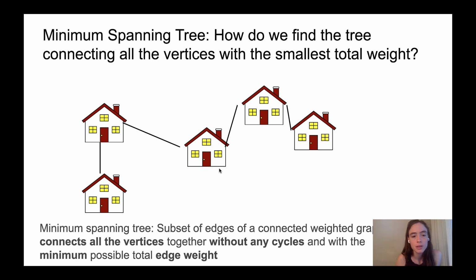So specifically, a minimum spanning tree is a subset of edges of a connected weighted graph that connects all the vertices together, so we have a path from each vertex to every other vertex, without any cycles. So we aren't able to go from one vertex back to that same vertex following all new edges, and with the minimum possible total edge weight.